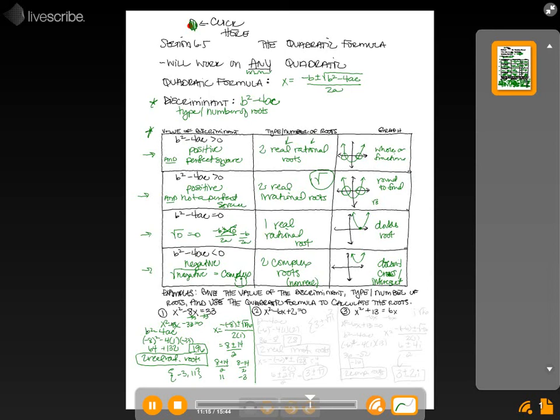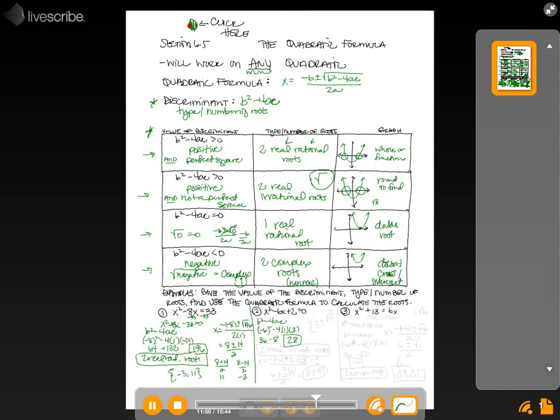x squared minus 6x plus 2 equals 0. Well, that's already equal to 0, so we're good there. We don't have to move anything. We can go ahead and figure out the discriminant, which is b squared minus 4ac. b in this problem is negative 6, minus 4 times a, which is 1, times c, which is 2. Negative 6 squared is going to be 36. And then negative 4 times 1 times 2 is negative 8. So we get 36 minus 8, which is 28.